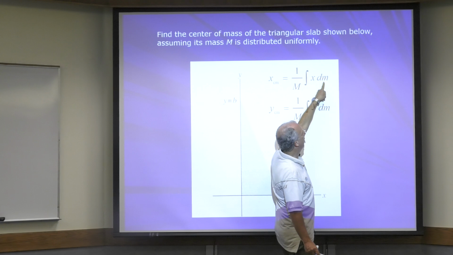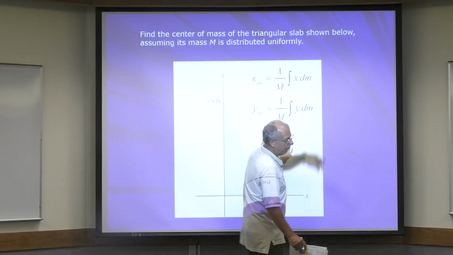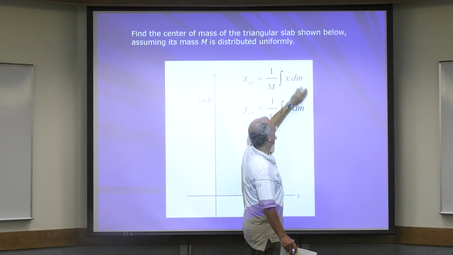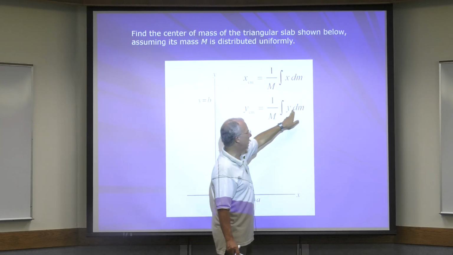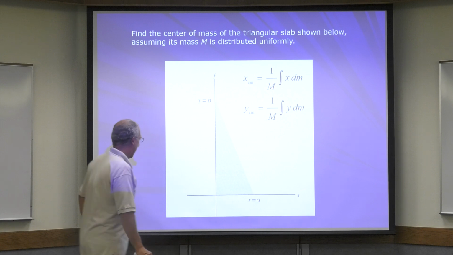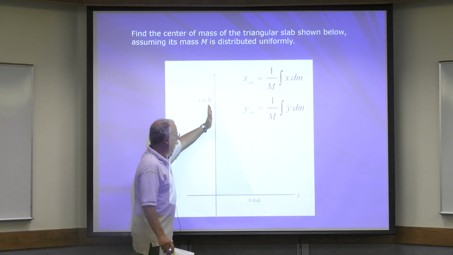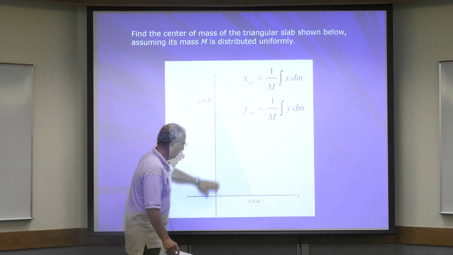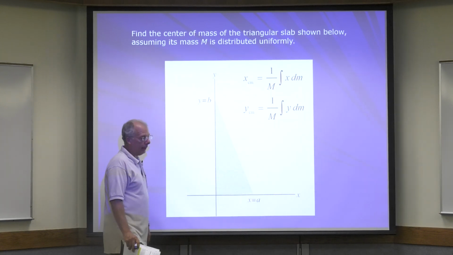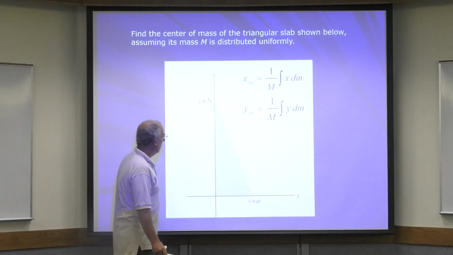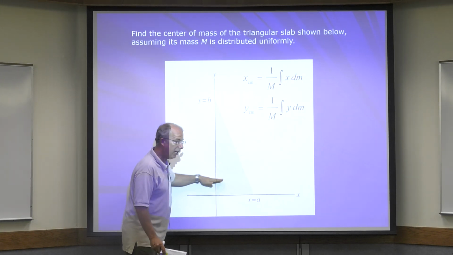So really, our first order of business is to get rid of the dm. If we want the x center of mass, we want a dx here. If we want the y center of mass, we want a dy. Now, before we do anything, let's just look at it. Most of the mass is distributed here and here. So the x center of mass is probably going to be somewhere here. The y center of mass is probably going to be somewhere here, right?